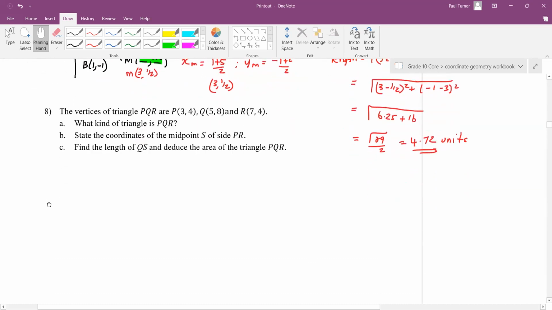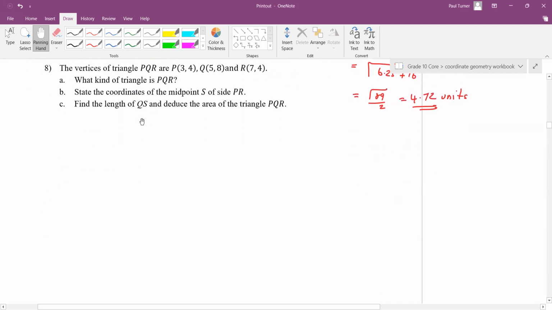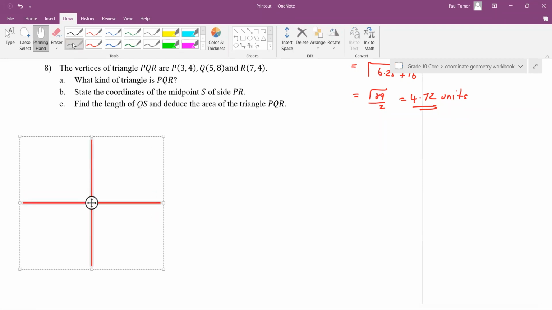So this is question 8. Now, I always recommend to draw the picture because it asks what kind of triangle it is. If you don't draw it, you may waste your time finding all the lengths. But if you have a good drawing, you're going to know what kind of triangle this is, and the rest of these will be really easy. So that's why I always recommend to draw a picture. So let's make a diagram here and see what we've got.